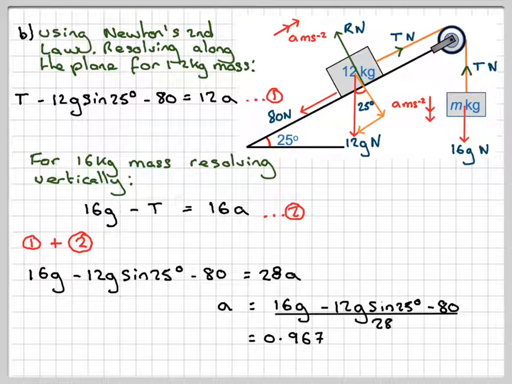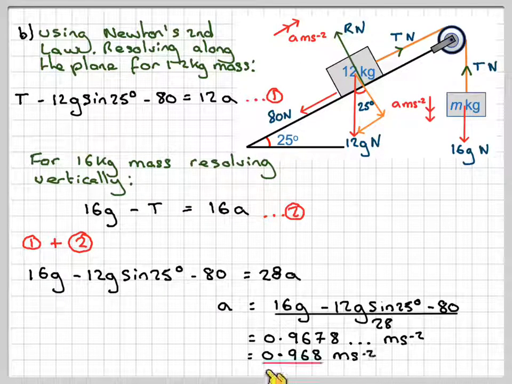that will give an acceleration of 0.9678 meters per second squared. So that will give me 0.968 meters per second squared as the acceleration.